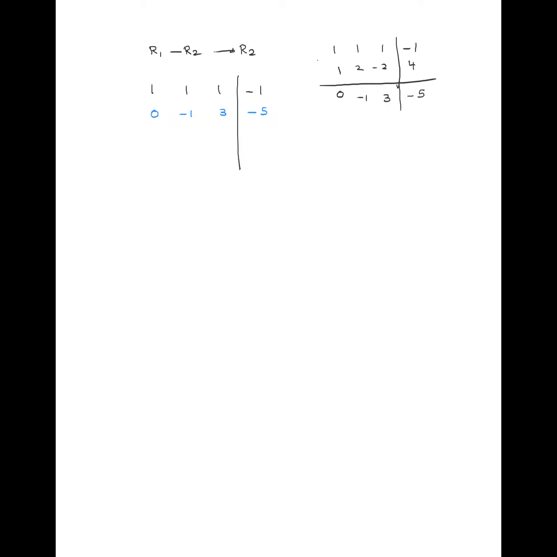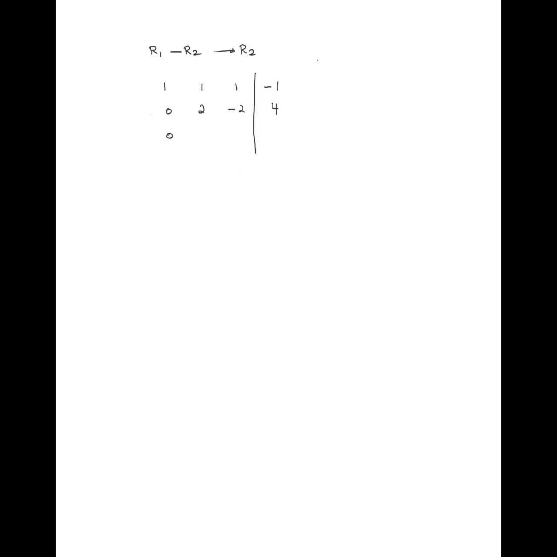I'm sorry, I made a mistake here. I wrote the wrong numbers here. Okay, so let me do it again. So when we subtract, this is what we are going to get. 0, 2, negative 2. I got the wrong numbers.